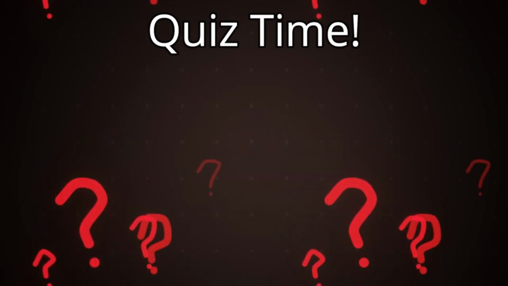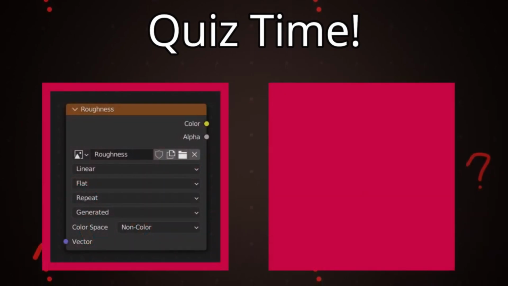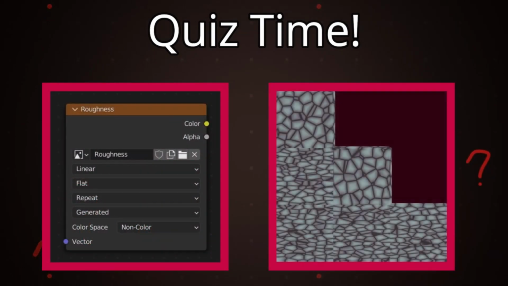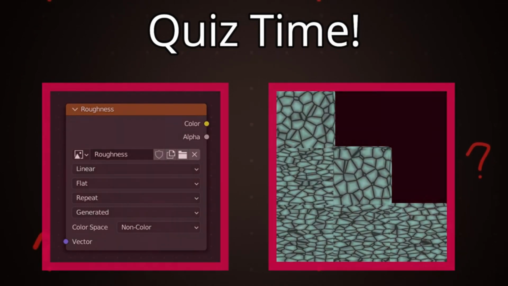Number 1. What is a map? A map is an image texture usually used to represent a parameter of a shader. For example, a base color map would be used to represent the base color of a shader, whereas a roughness map would be used to represent the roughness parameter.